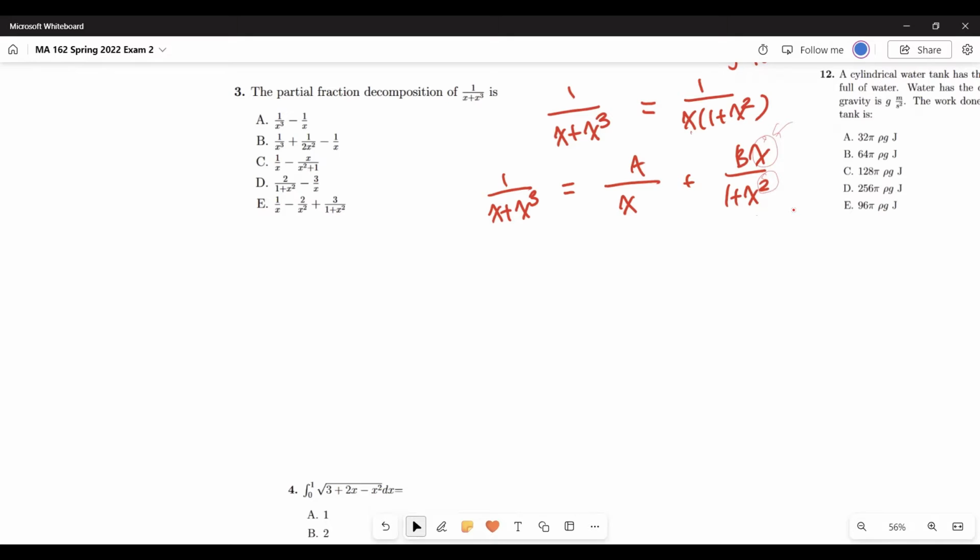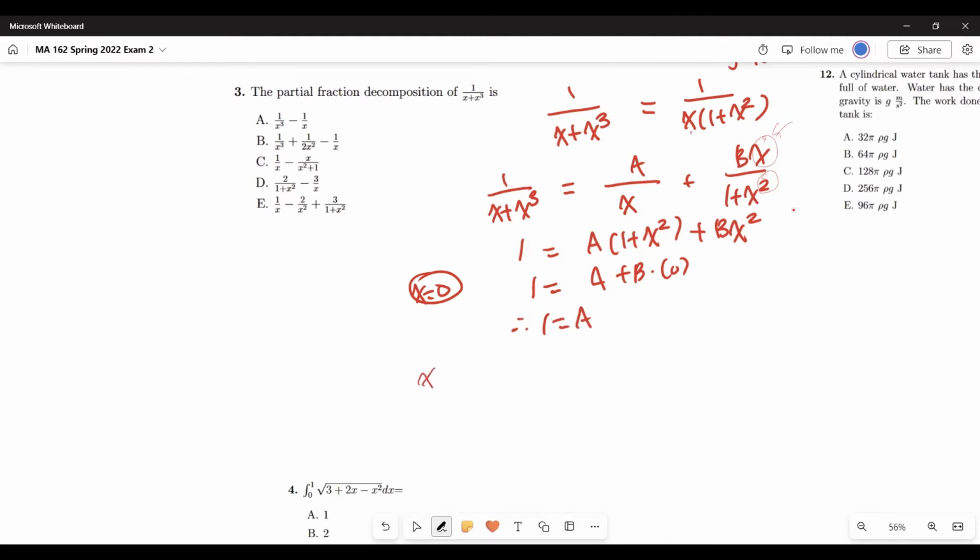So when we have this equation, we can multiply x plus x cubed on both sides to eliminate the denominators. So this just becomes 1 equals A(1 plus x squared) plus Bx squared. Lovely. Okay, now let's plug in values for x to find A and B. So we're going to do x equals 0 first. When x equals 0, 1 equals A plus B times 0. This is just 1 equals A. We found the A value.